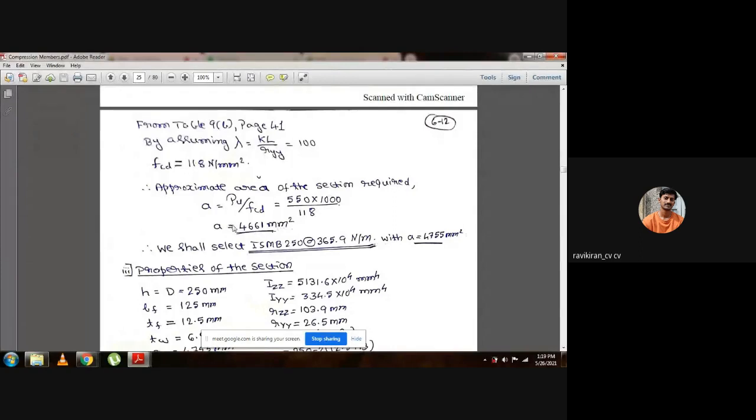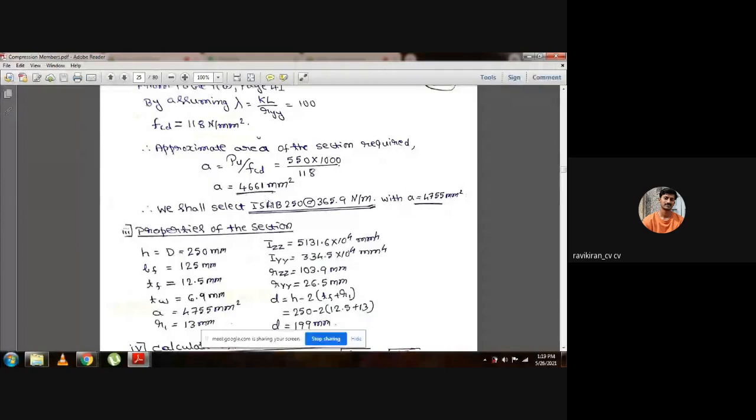We got this area, and for this corresponding area, we need to select a section from the steel table. All of you open the steel table and find this area. It should be an ISMB or ISHB section. Okay, so open.